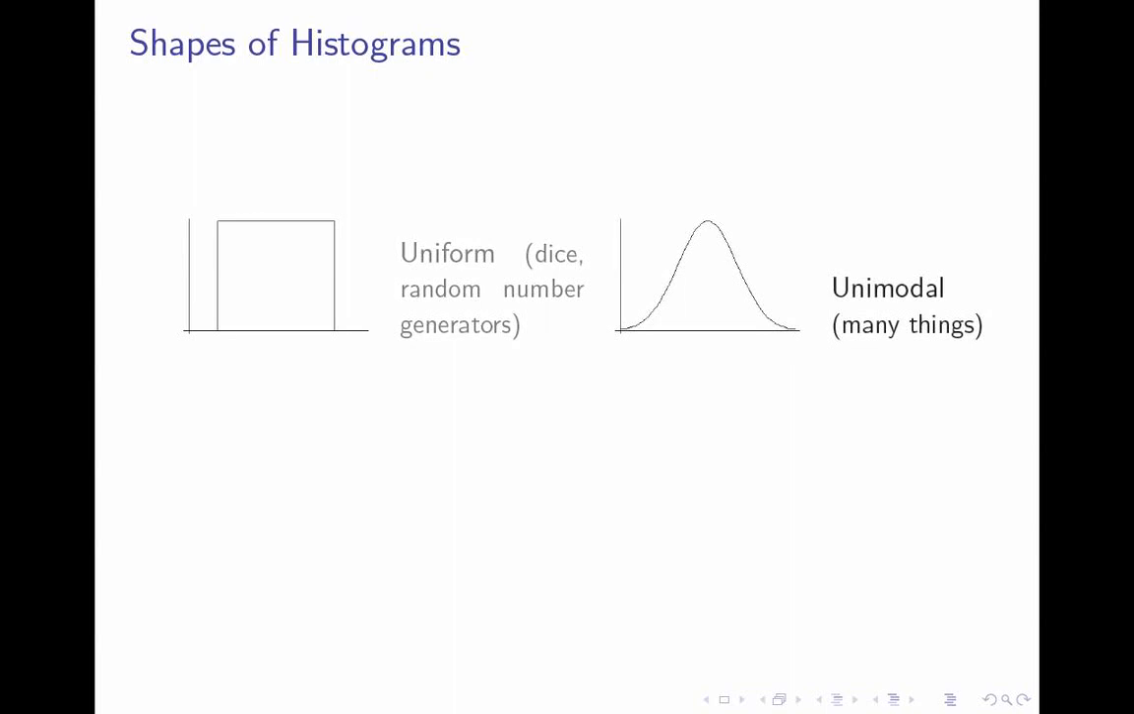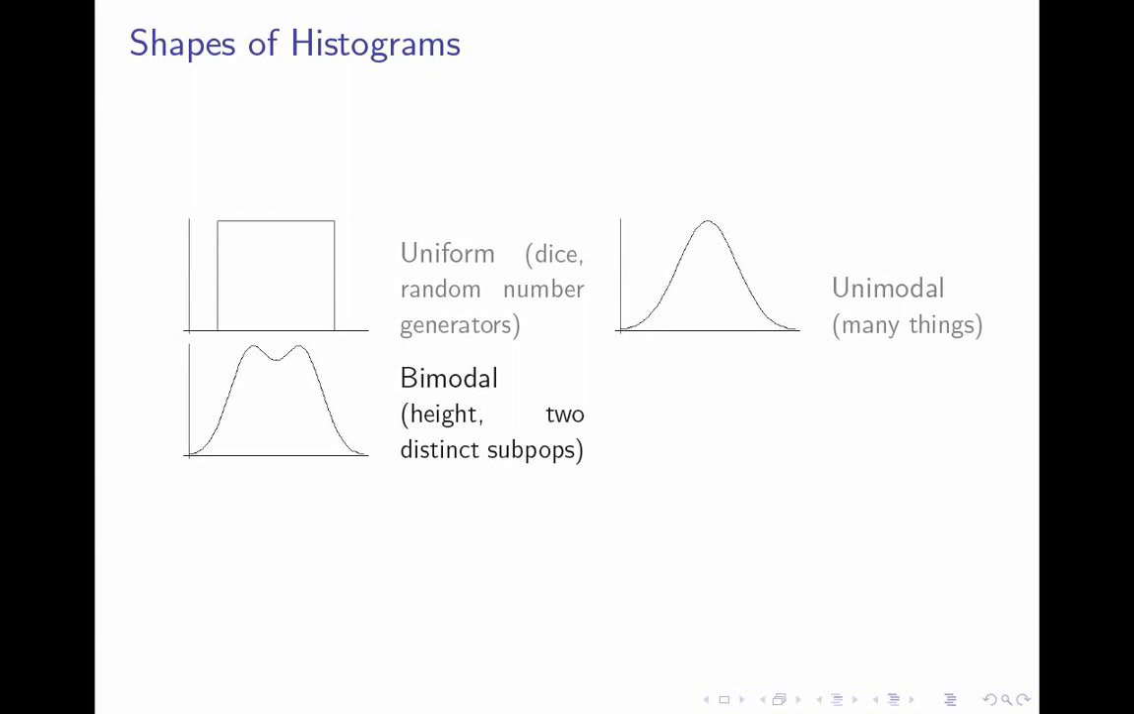A similar word, but very different, is unimodal. This is quite common. It's the most common thing to occur in nature. It's where you have a single peak and tails to the left and right. The first 2 examples, GPA and exercise, were unimodal. The last example, height, was bimodal, where there are 2 distinct peaks. This always means that there are 2 distinct subpopulations in your population.